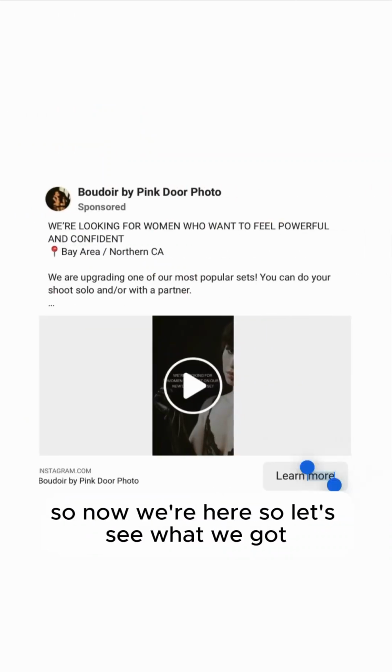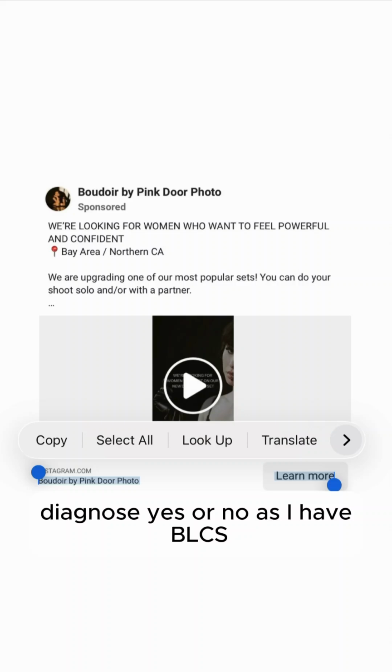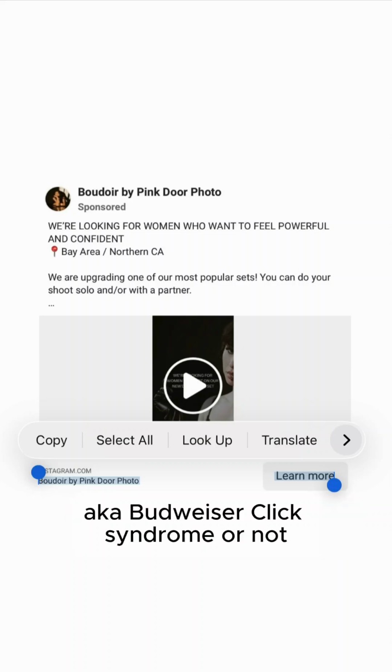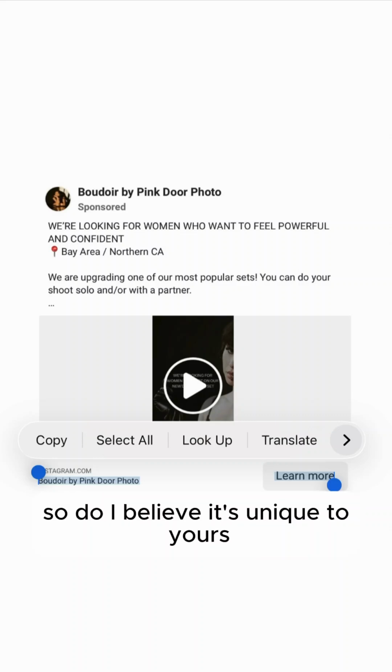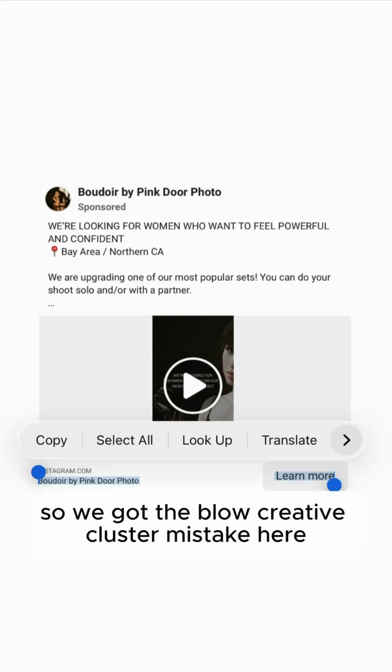So now we're here. So let's see what we got. So we're going to look to diagnose, yes or no, does it have BLCS, aka Boudoir low click syndrome or not? So do I believe its unique CTR is under 6% or not? Under 6%, yes or no? So we got the below creative cluster mistake here.